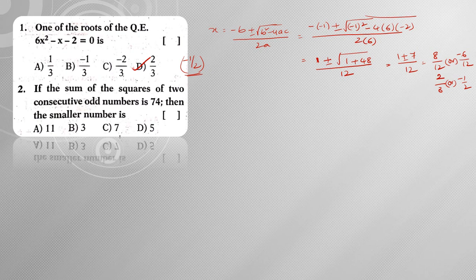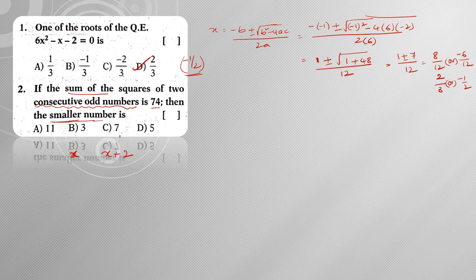Next, if the sum of the squares of two consecutive odd numbers is 74, then the smaller number is. Whenever you talk about consecutive odd numbers, their difference will always be 2. Suppose he is asking you to find the smaller number, right? Let us consider the smaller number as x, then the larger number would be x plus 2.